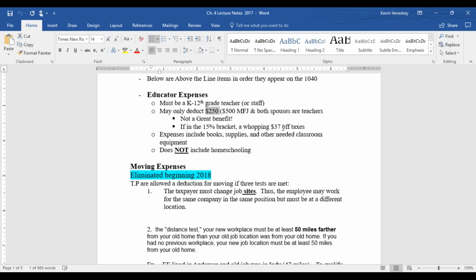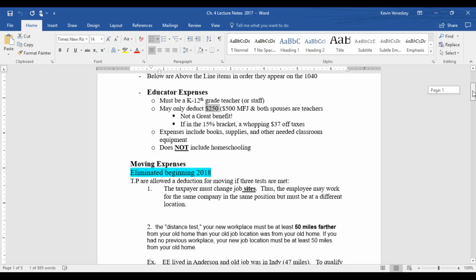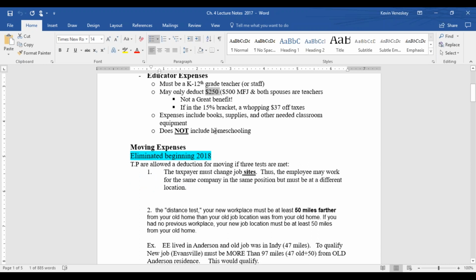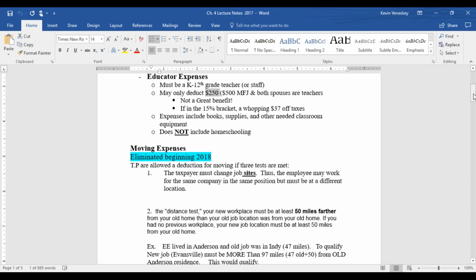So it's better than nothing, but teachers usually spend a lot more than $250, but they can only take $250 off. And the government was wanting to remove this one. I could see them removing it just because it's so small, but it's not hurting them hardly at all. Notice this also does not include homeschooling. Also, it would not include any college instructor expenses.